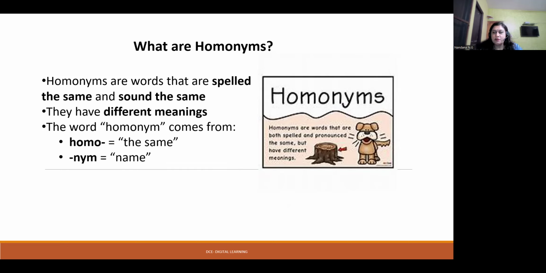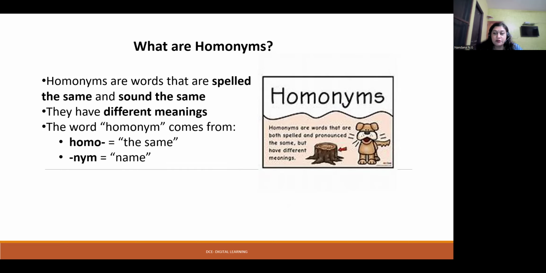I have even given a small pictorial representation there. Homonyms are words that are both spelled and pronounced the same, but have different meanings. Now observe, there are two images there. One is the stump of a tree, and a part of the tree is being indicated there. While next to it, a dog, and the sound coming from the mouth of the dog is indicated. And there is one word which is applicable for both the images, bark, B-A-R-K.